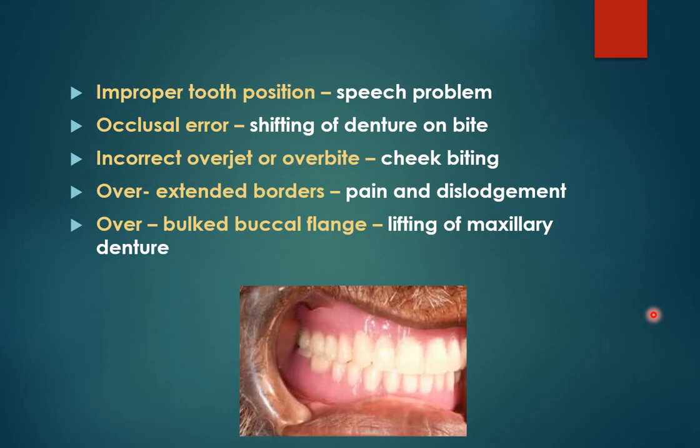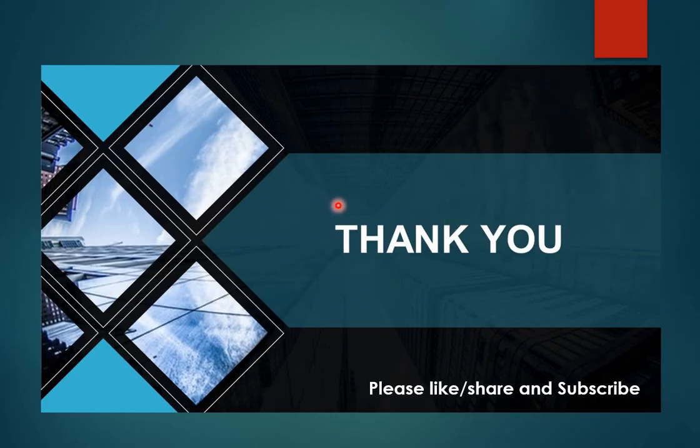If there is improper tooth positioning, the patient will definitely have speech problems. If there is occlusal error, then as the patient bites on chewing the food, there will be shifting of the denture on biting. And if there is an incorrect overjet or overbite, there will be a tendency of cheek biting or tongue biting. If the dentures are overextended, there will be dislodgement, and if the buccal flange is overbulked, then there will be chances of lifting of the maxillary denture. So you have to make sure that you don't make such mistakes, and then only you can give properly fabricated dentures.